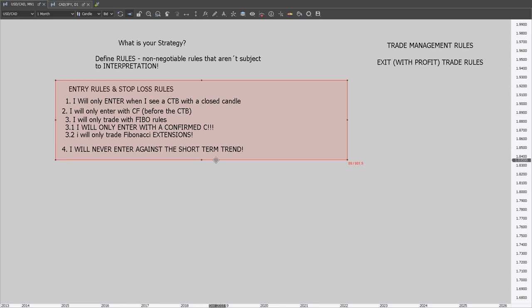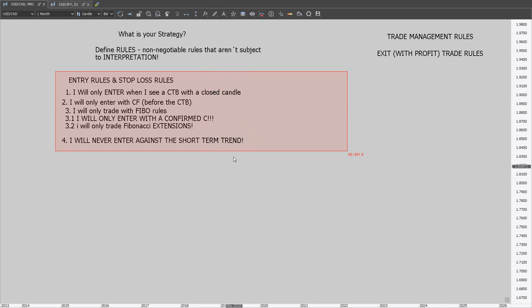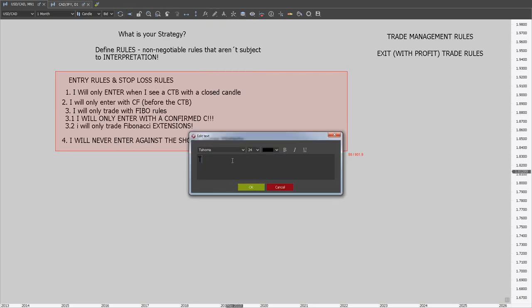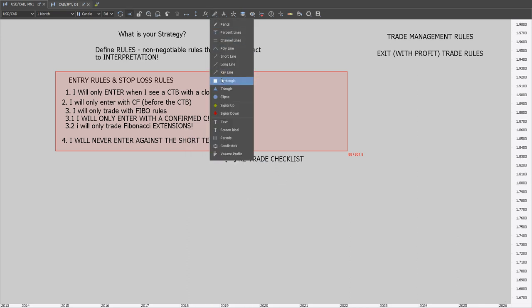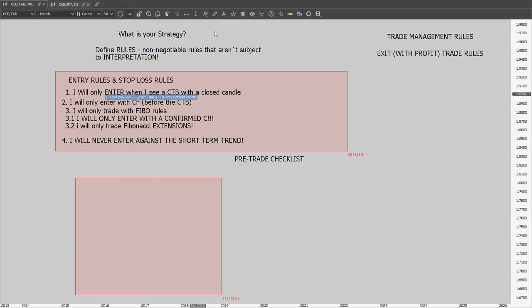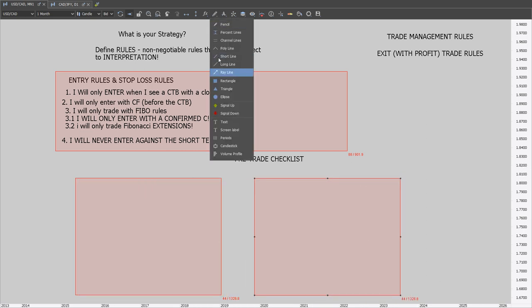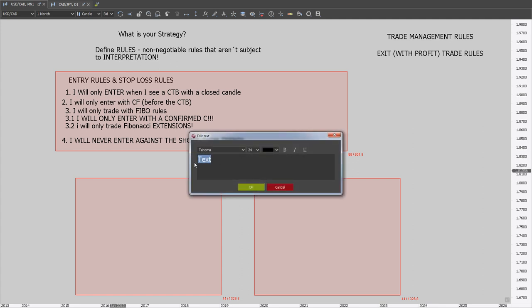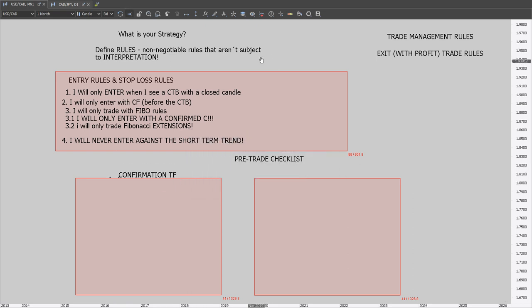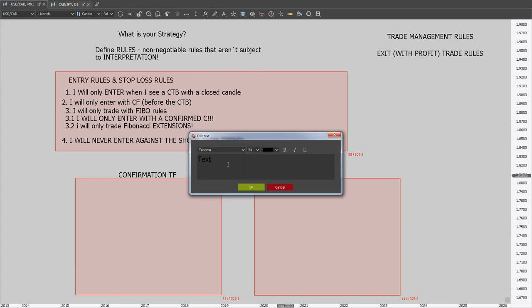So let's start to build, everybody, the so-called pre-trade checklist. Okay, so before we're going to enter into a trade, let me write this down. Pre-trade checklist. And we are going to have the confirmation time frame, and we are going to have the trading time frame. So the confirmation time frame could be the daily, weekly, monthly, and we have the trading time frame.